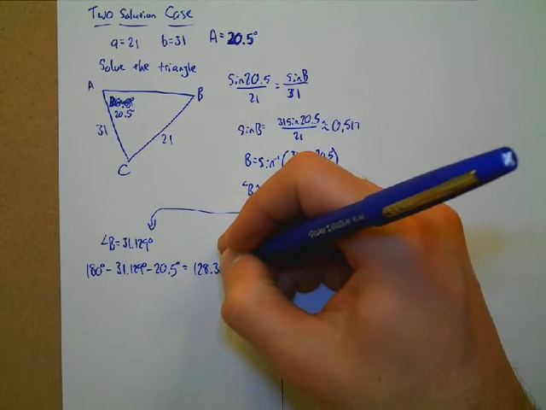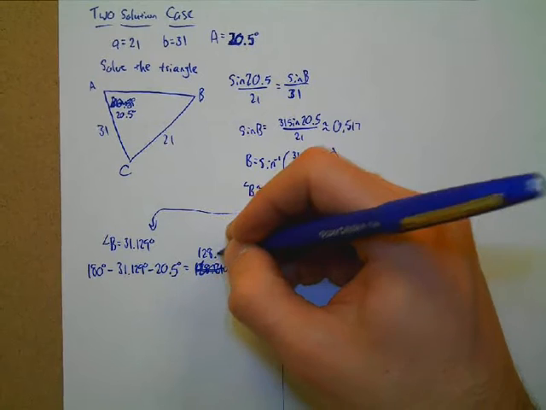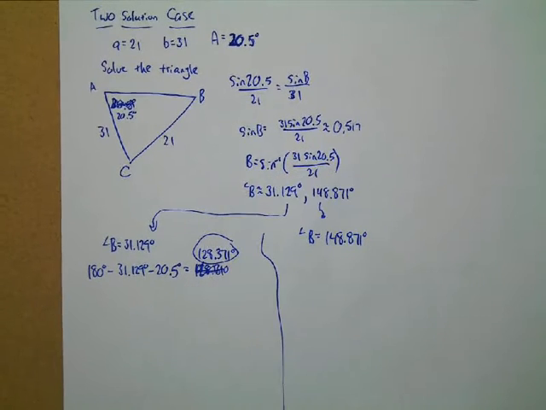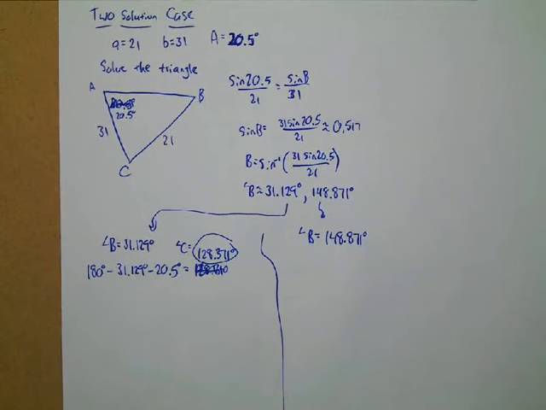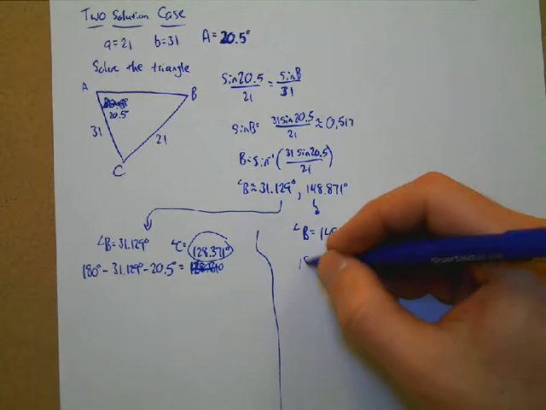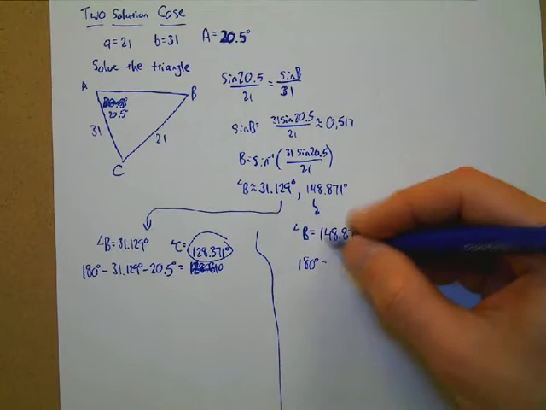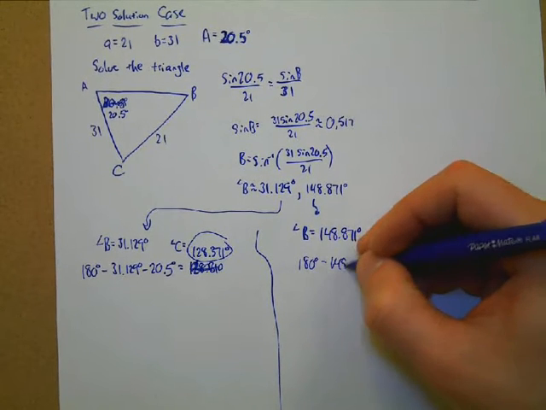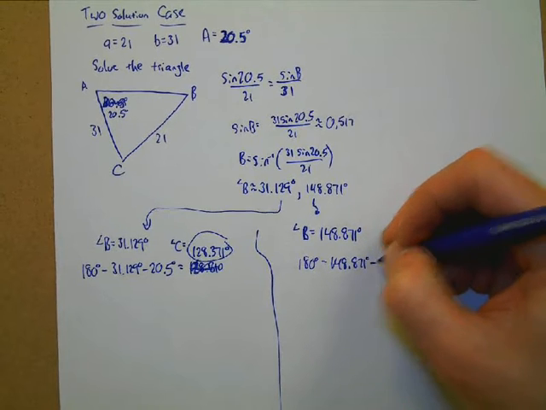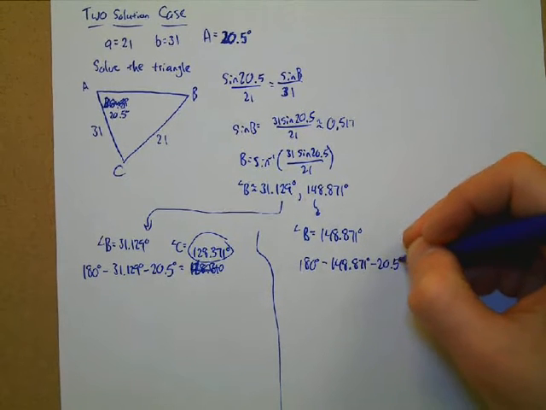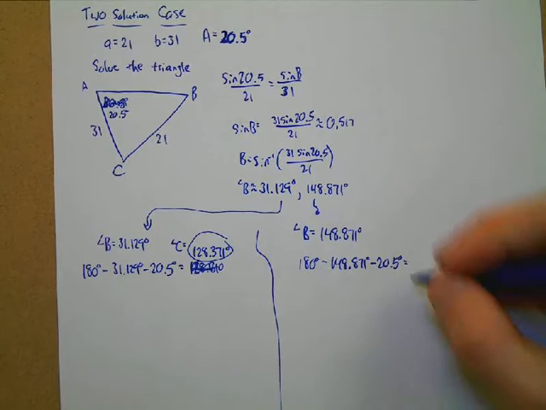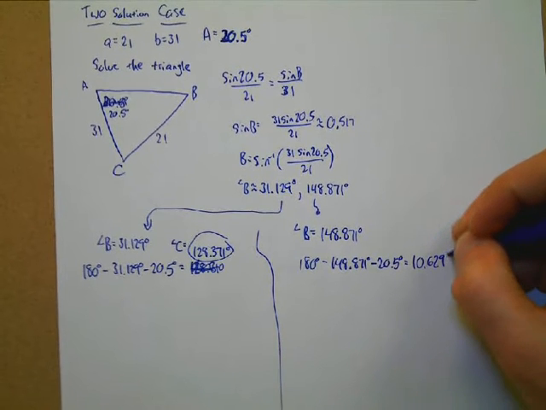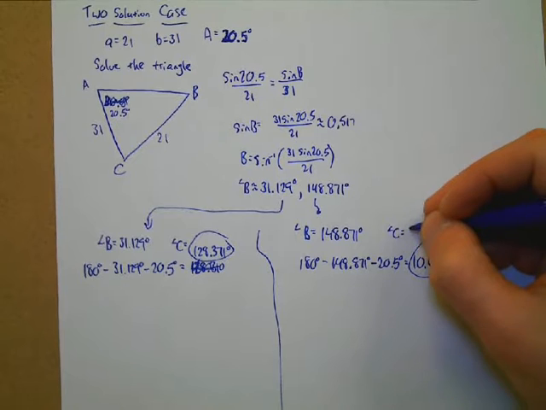For this other angle B, it's going to be the same thing. We're going to solve for angle C, but now we're going to use the other angle B. So it's going to be 180 minus 148.871 minus the 20.5. So you get about 10.629 degrees for this angle C. Again, it makes sense. Angle B is different for each triangle, so the angle C's are going to have to be different as well.